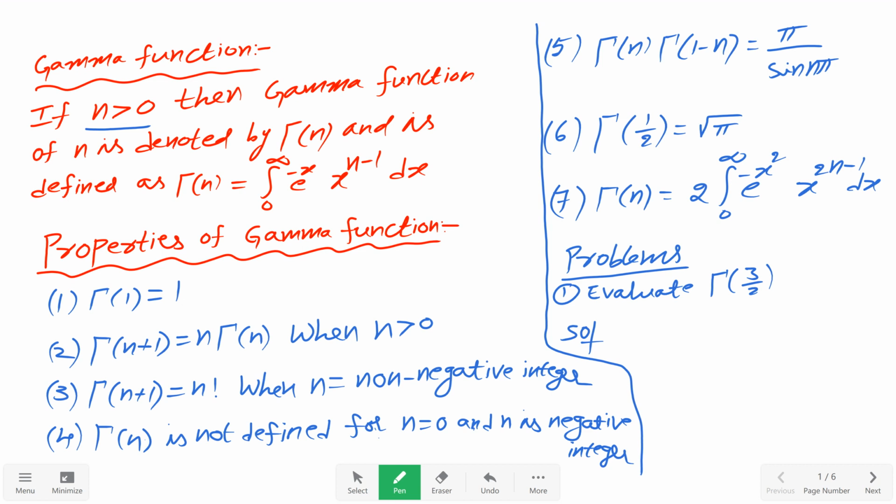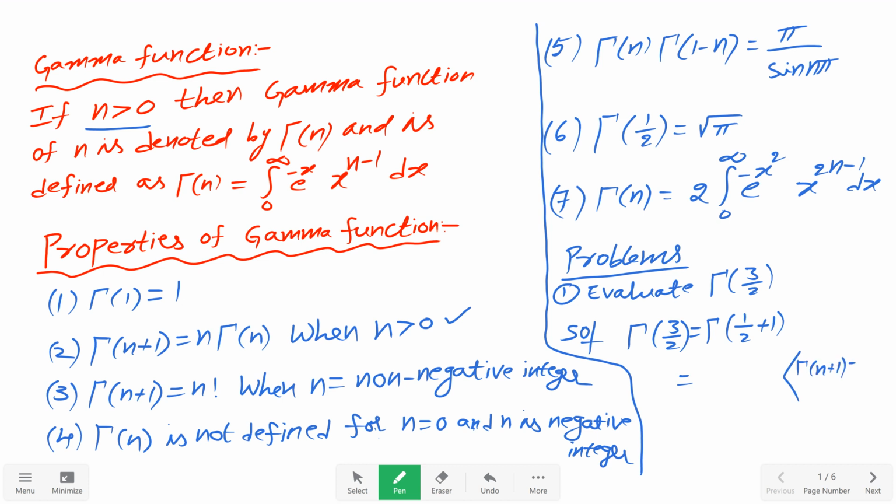What is property number 2 here? Gamma of n plus 1 is equal to n into gamma of n. So now I can write gamma of 3 by 2 in the form of n plus 1. How can I write 3 by 2 in n plus 1 form? I can write 3 by 2 as 1 by 2 plus 1. Now 1 by 2 plus 1 is nothing but again 3 by 2. Now it is in the form of gamma of n plus 1.